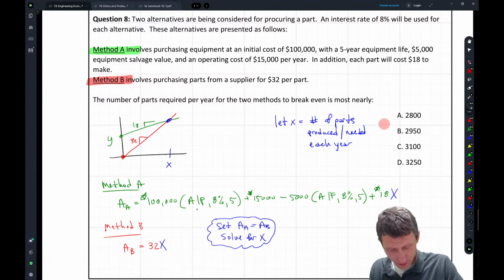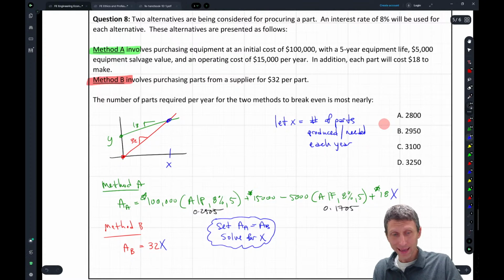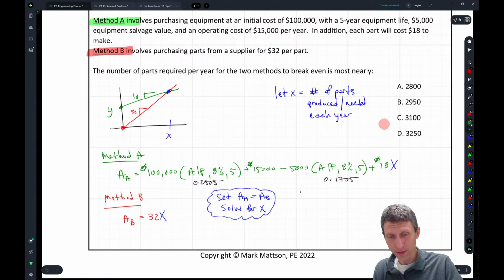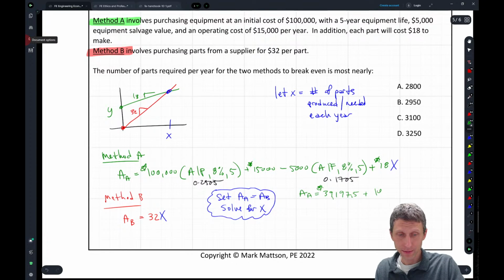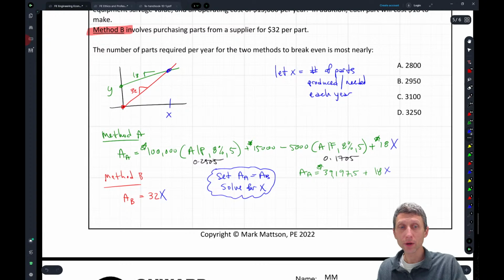A given P was 0.2505, A given F is 0.1705. And I'm going to just write this in. If you put this into your calculator, you should get essentially $39,197.5 plus 18X. Okay. And we know that has to equal A sub B, which equals 32X.